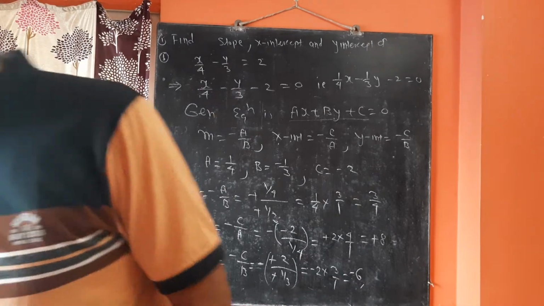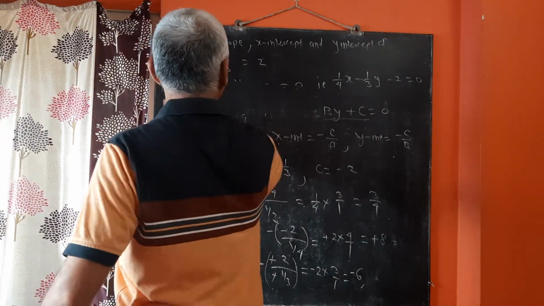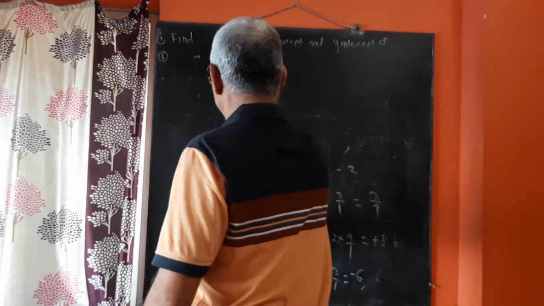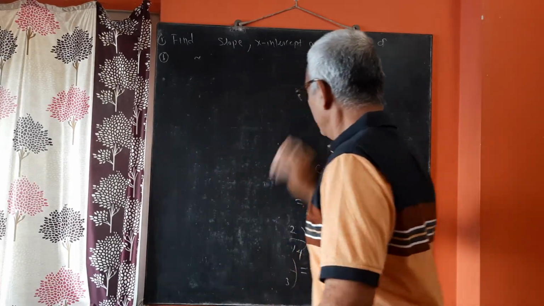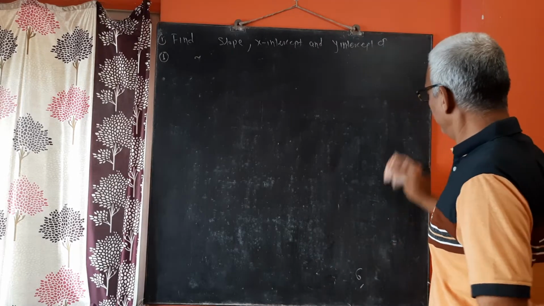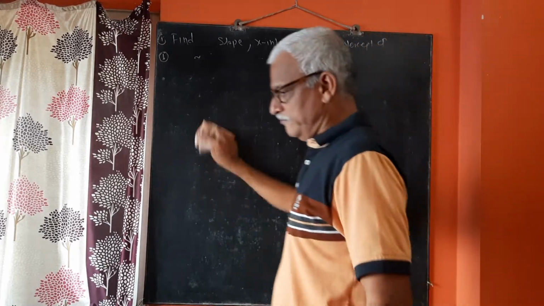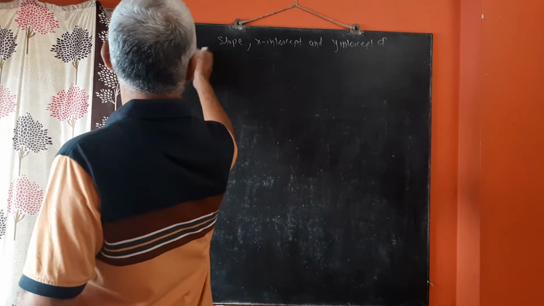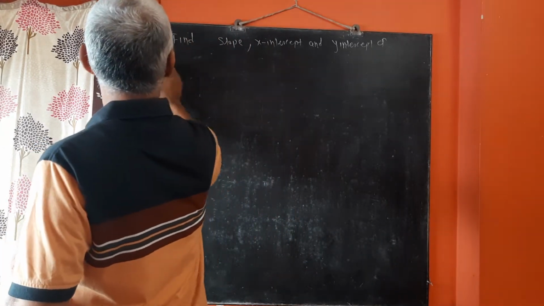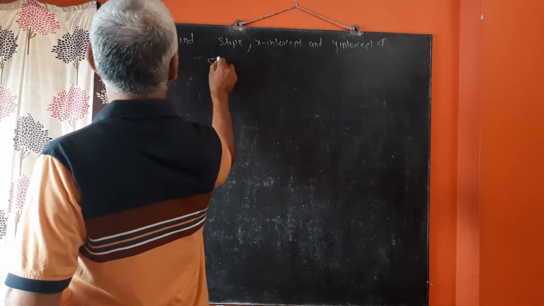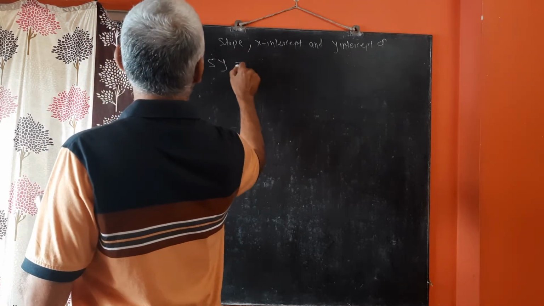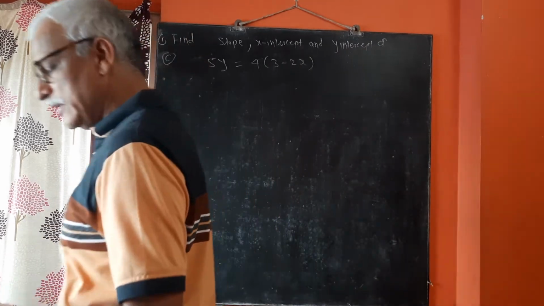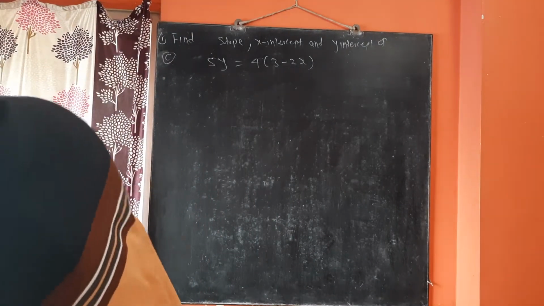Let us solve one more problem of the same type. Find the slope and x-intercept. This is the third problem. 5y is equals to 4 into 3 minus 2x.